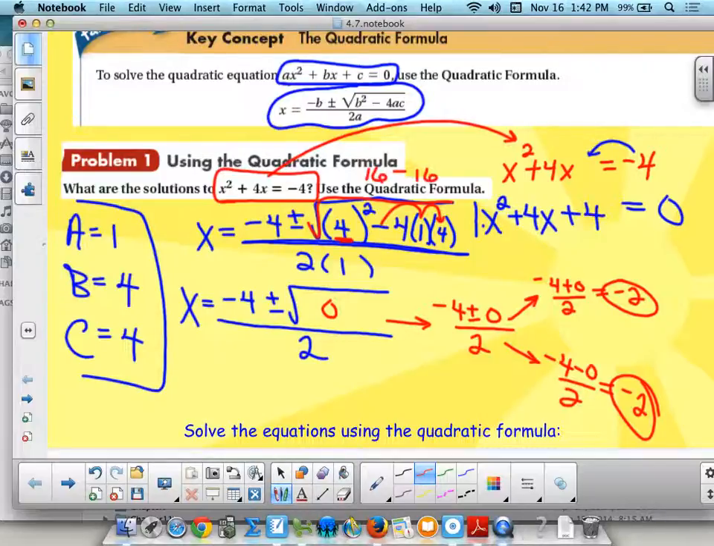Any questions? Oh, I got one for you. Can I check it? Yeah, I can go back and check this easy. What's negative 2 times negative 2?